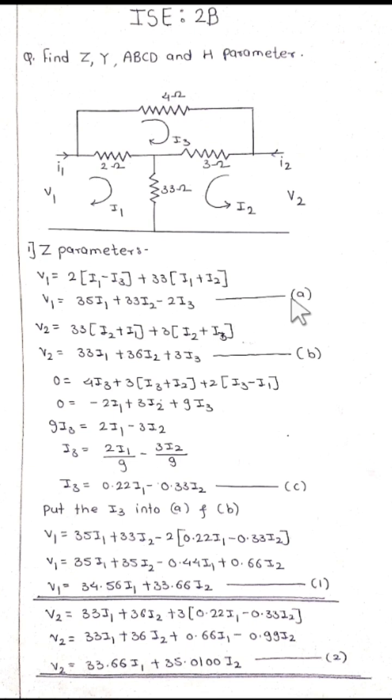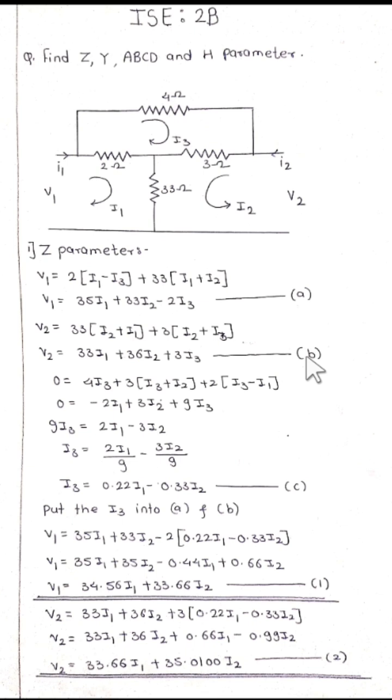Similarly we find the equation for V2 from the second loop. Here the voltage is V2, therefore we write V2 is equal to 33 in bracket I2 plus I1, and plus 3 in bracket I2 plus I3 because of the opposite direction. By simplifying this we get the V2 equation. We consider this the B equation.